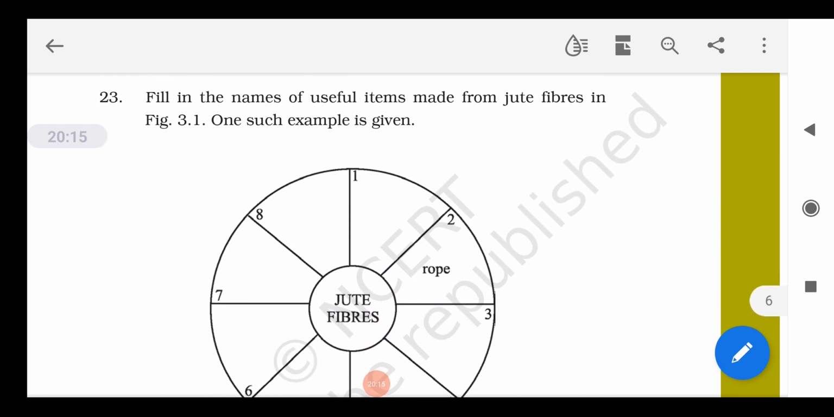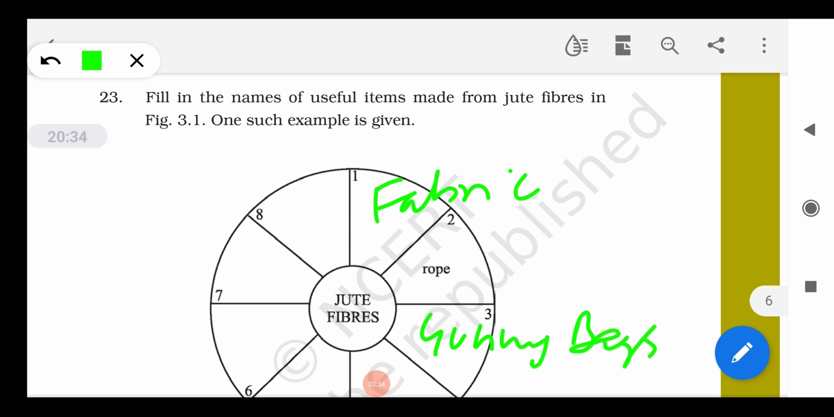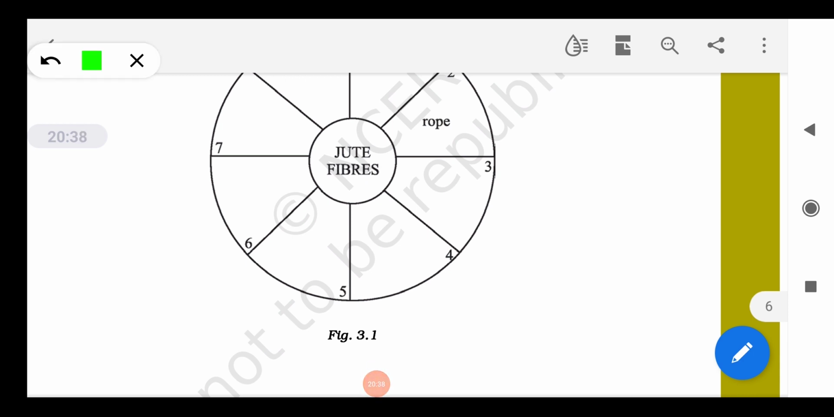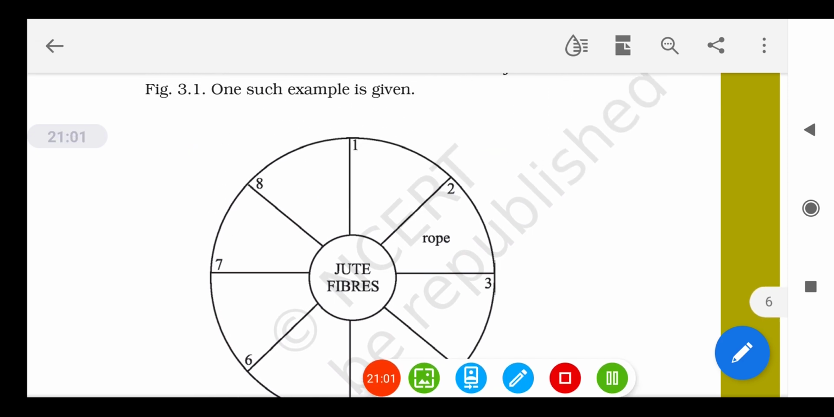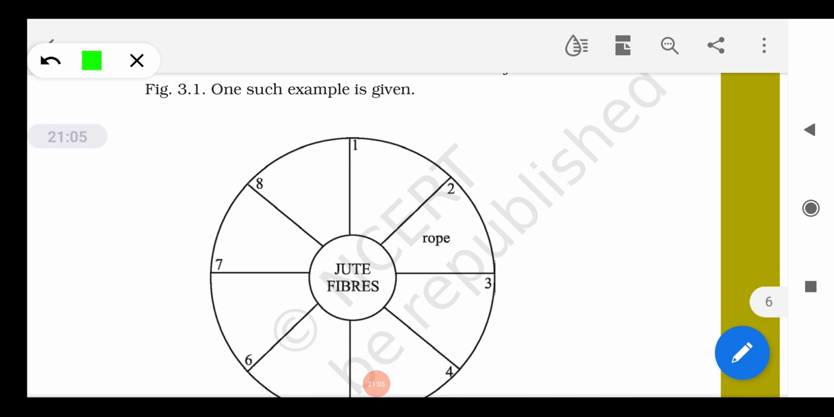Question number 23. Jute fiber से हमें क्या-क्या products मिलते हैं? From jute fiber we get fabric, rope and we also get gunny bags. जो बोरे होते हैं ना, gunny bags, जिसमें हम आलू, potatoes वगैरह डालते हैं, बहुत सारे सामान डालते हैं. Next, jute fiber also gives rise to handbags, carpets and mattresses. Jute fibers are also used to make jewelries. You will be surprised, okay? And jute fiber is also used to make caps.